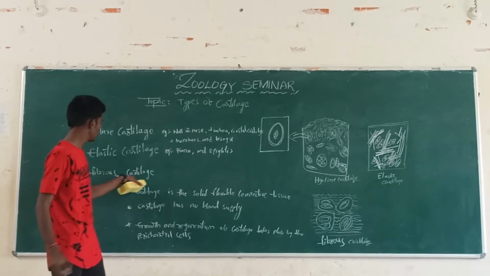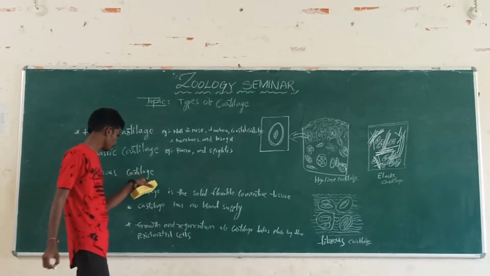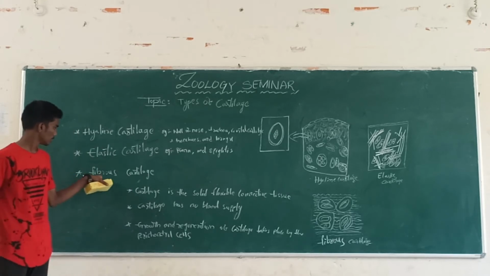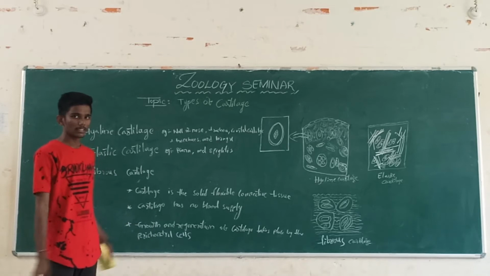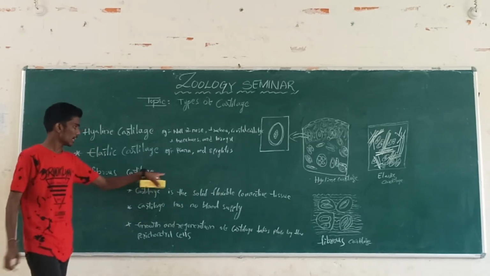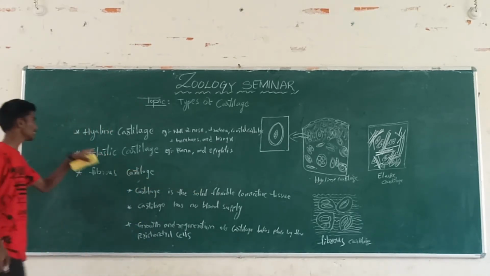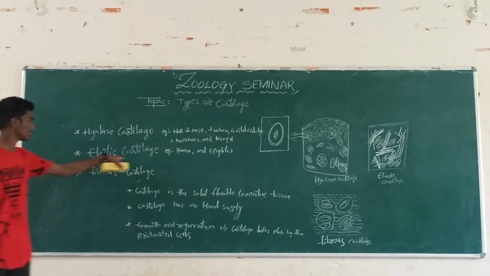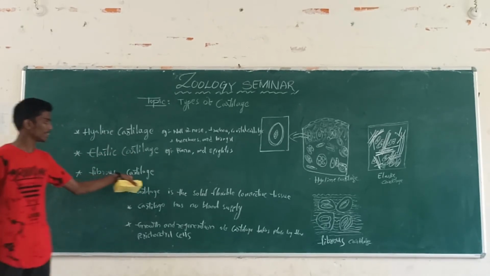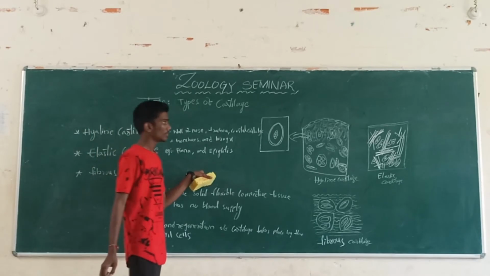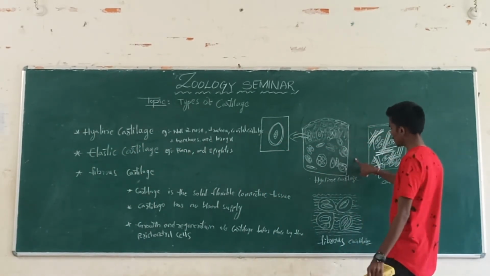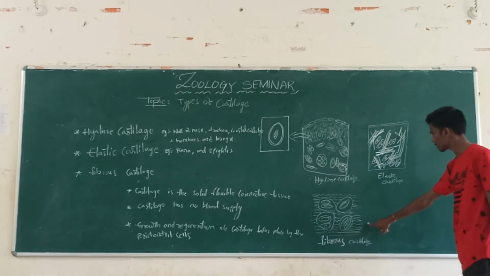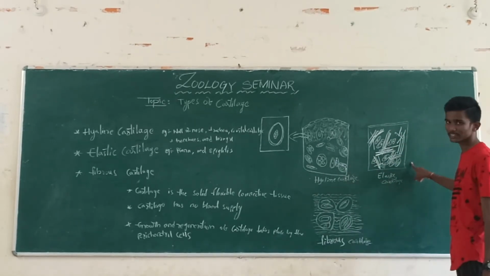Fibrous cartilage is the strongest cartilage and it is very commonly absent. The perichondrium is present in hyaline cartilage and elastic cartilage, but in fibrous cartilage the perichondrium is absent. This is the structure of hyaline cartilage, this is the fibrous cartilage, and this last one is elastic cartilage.